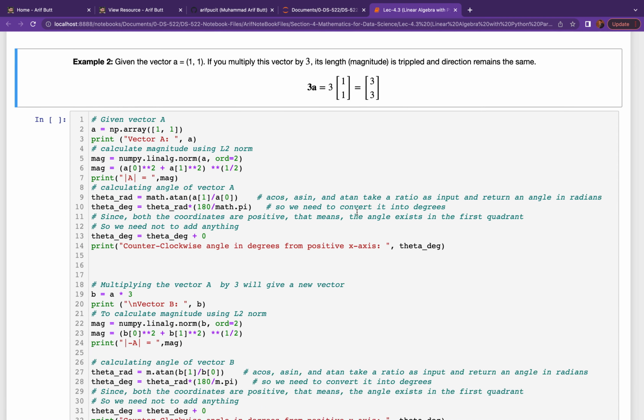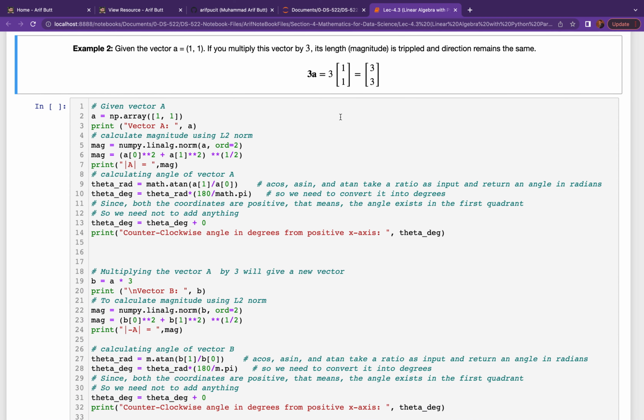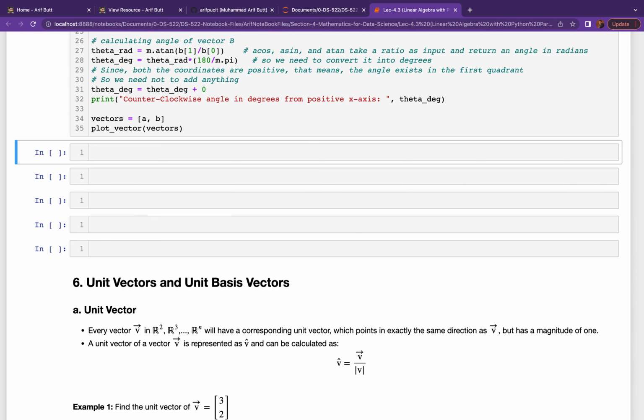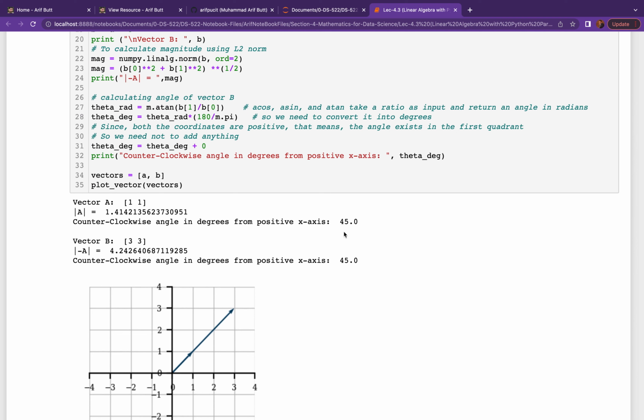And over here I have done another example in which there is a vector 1, 1. I have tried to scale it with the value of 3. So this time the angle will remain the same, 45 degrees. However, the magnitude has changed. Great.